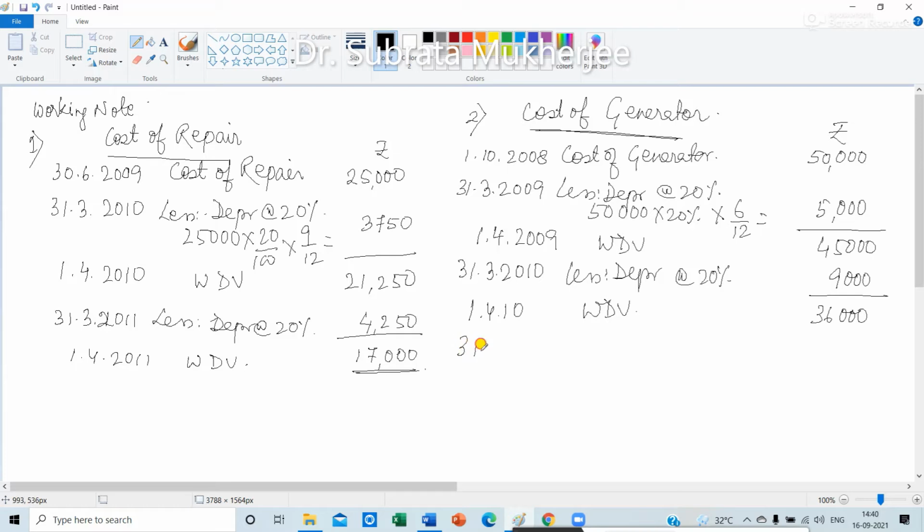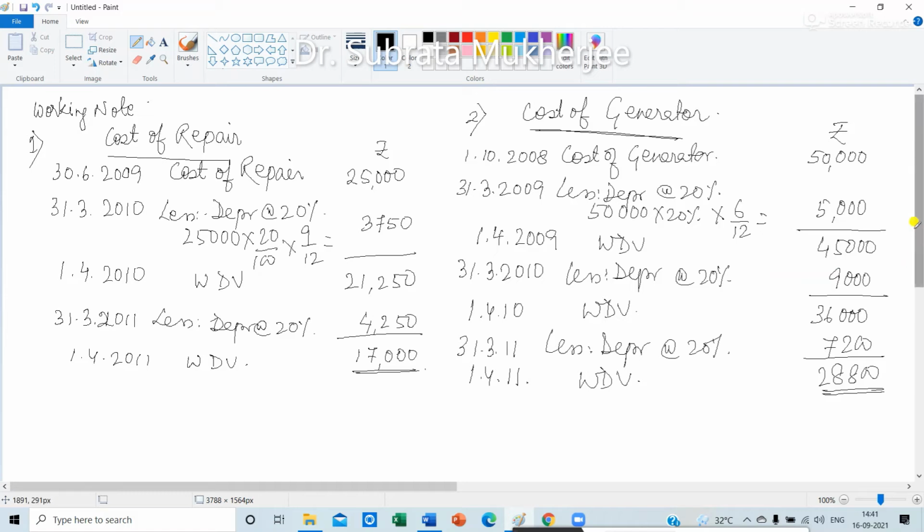So on 31st March 2011, less depreciation at the rate 20% will be 7,200. So 28,800 is the balance on 1st April 2011. This is the written down balance.